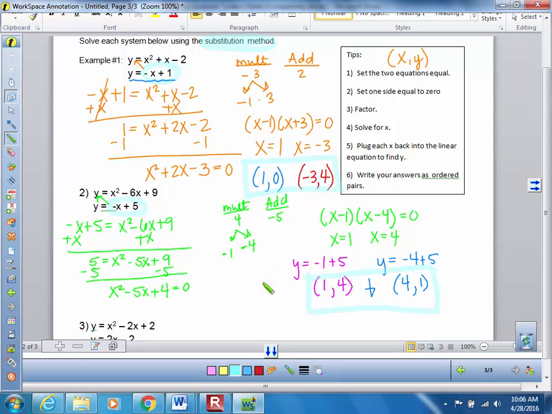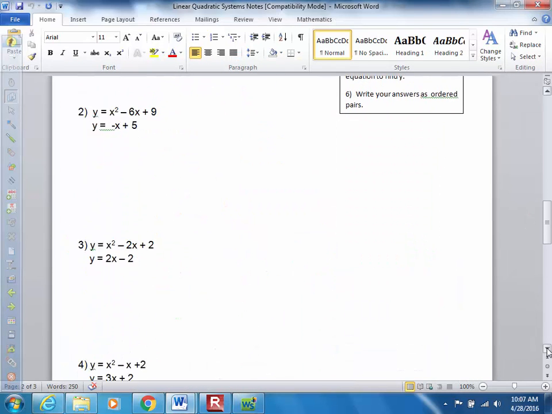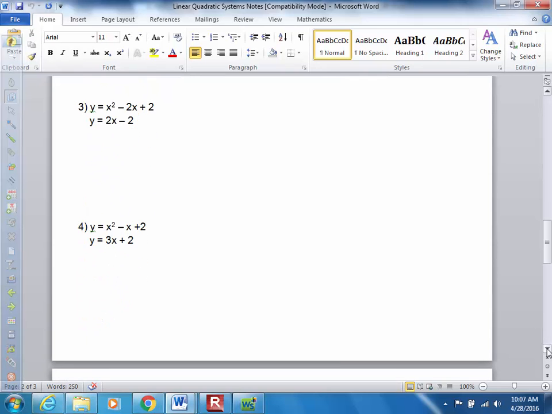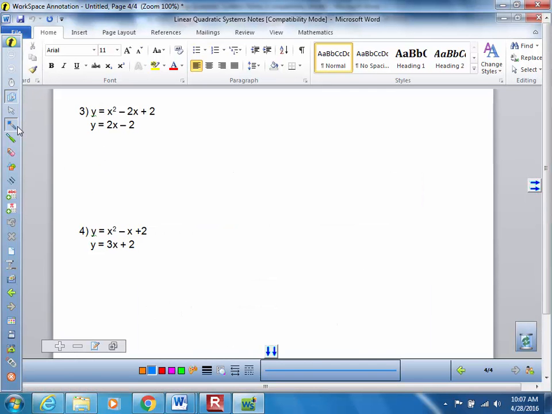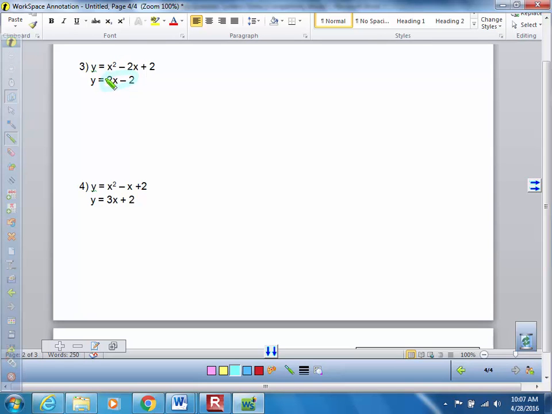Okay. Let's look at one more example just to make sure we got this. Yes, I'm going to do number 3. I'll probably do 3 and 4. Okay, so let's look at 3. In 3, again, we're doing the same thing. We're taking what y is equal to, 2x minus 2, and we're setting it equal to the other. So go ahead and write that down. Write 2x minus 2 equals x squared minus 2x plus 2.